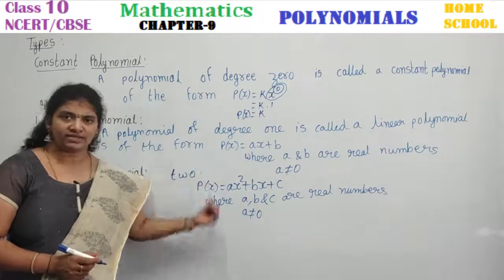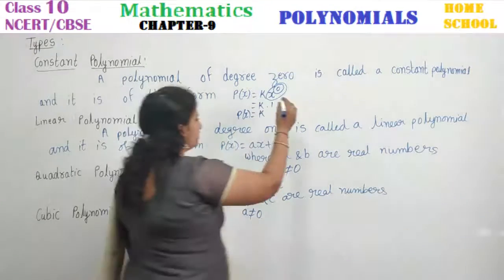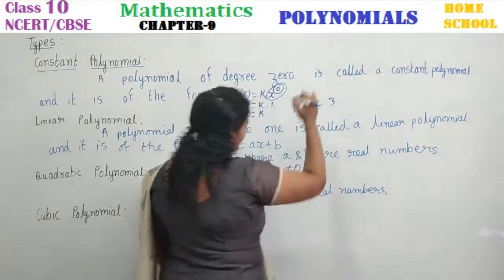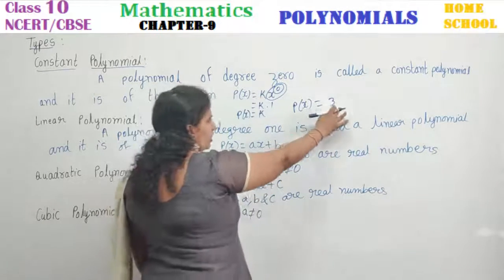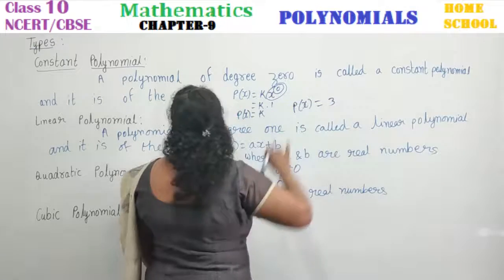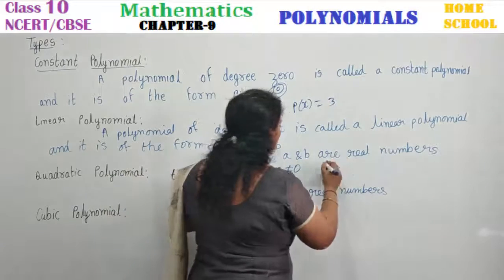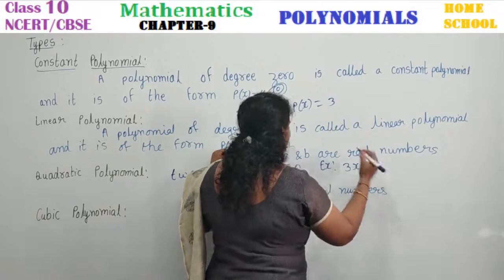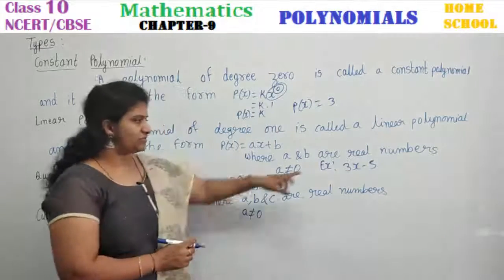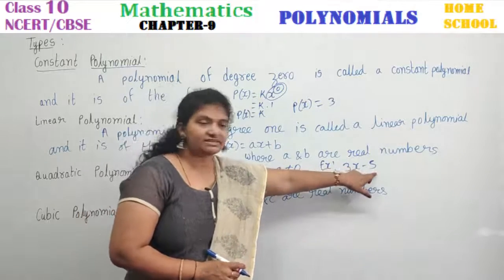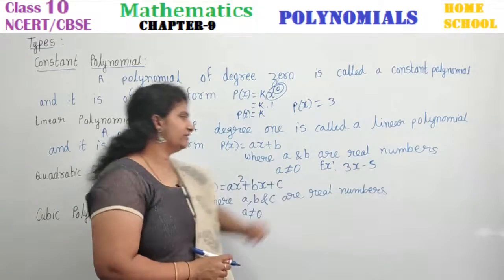Shall we write one example for each? Let's take here p of x is equal to 3. Constant polynomial. x power 0 might be there, x power 0 is 1, 1 into 3 it is 3. Then coming to linear polynomial, one example: 3x minus 5. Observe here, variable, numerical coefficient and this is the constant.